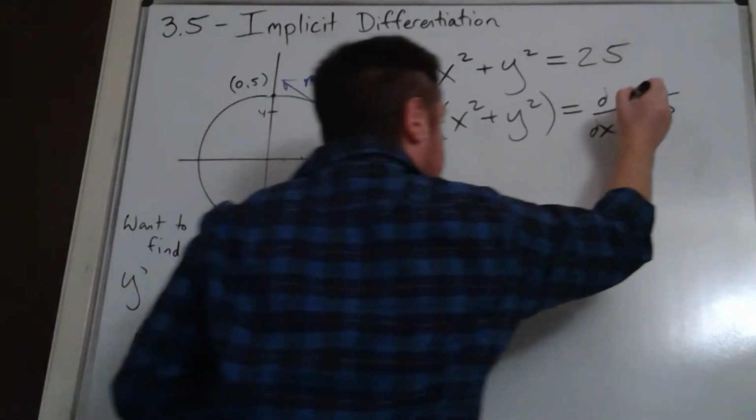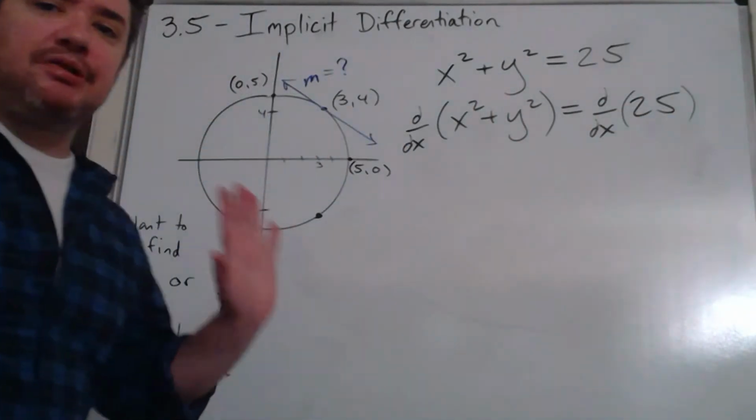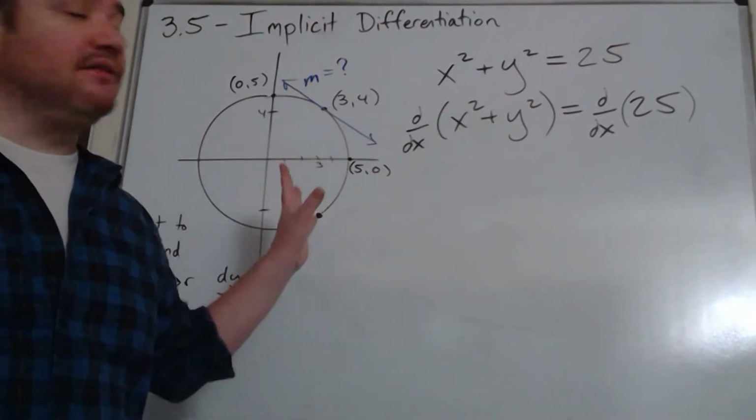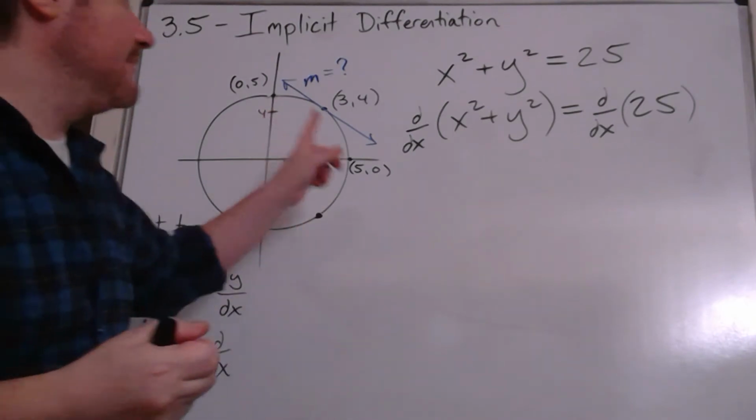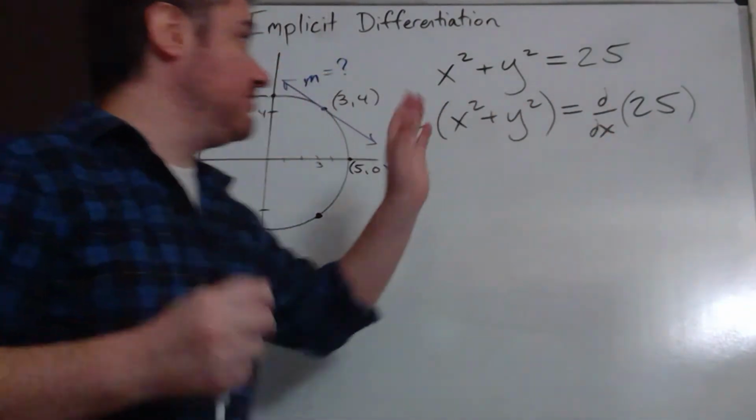So all I've done here is apply the same process, or it's signaled with the notation that I'm about to apply the same process to both sides. I haven't really done anything, but I'm just applying the d dx derivative to both sides.